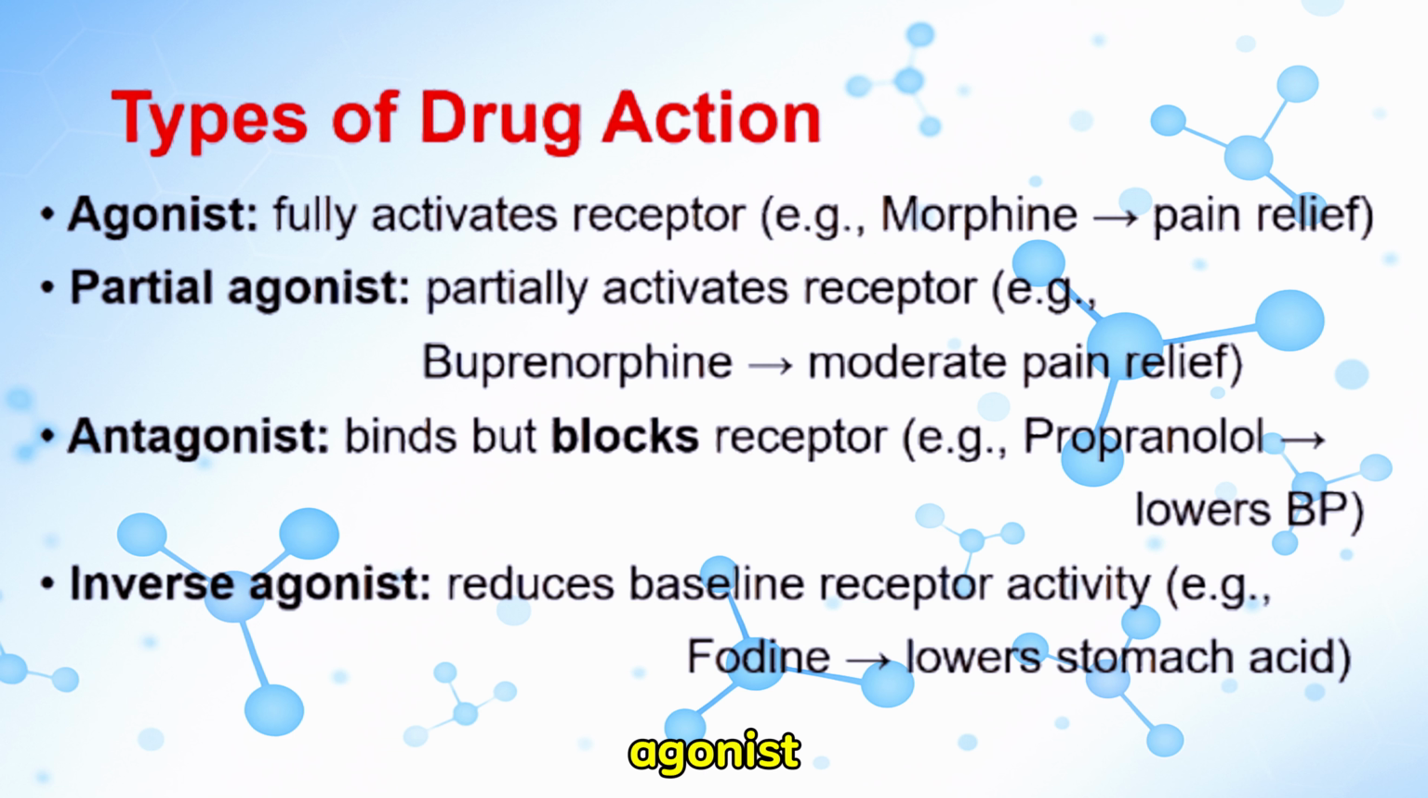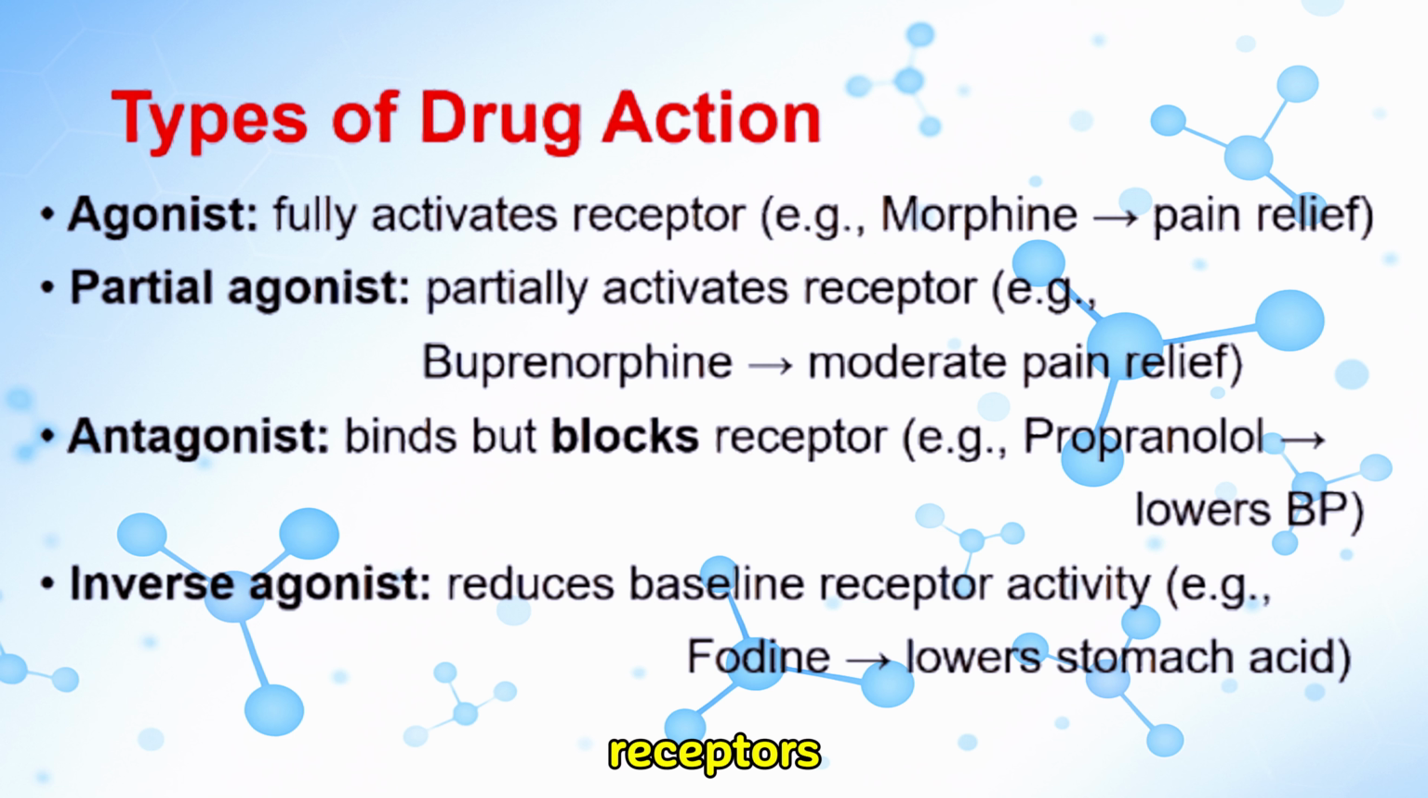Partial agonists. These bind and activate receptors only partially. Even if all receptors are occupied, the response is weaker than a full agonist. Example, buprenorphine binds to opioid receptors but produces moderate pain relief. It is used in addiction treatment because it has a ceiling effect and is less likely to cause overdose.